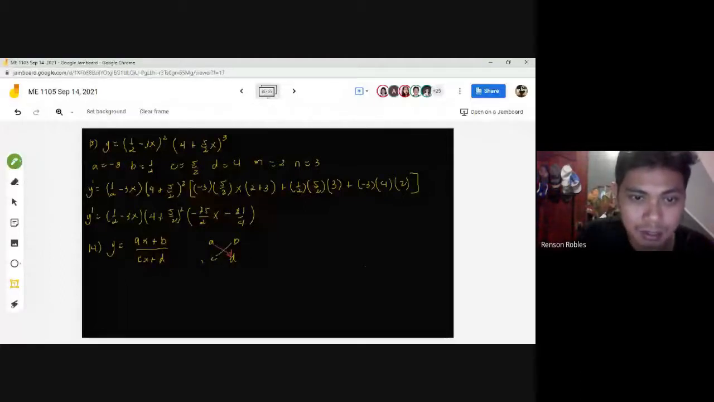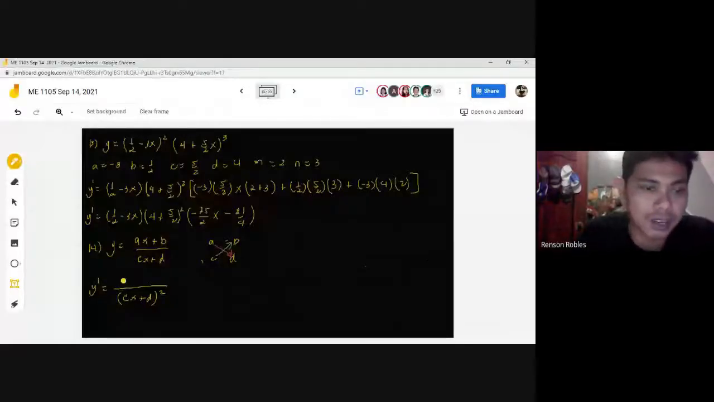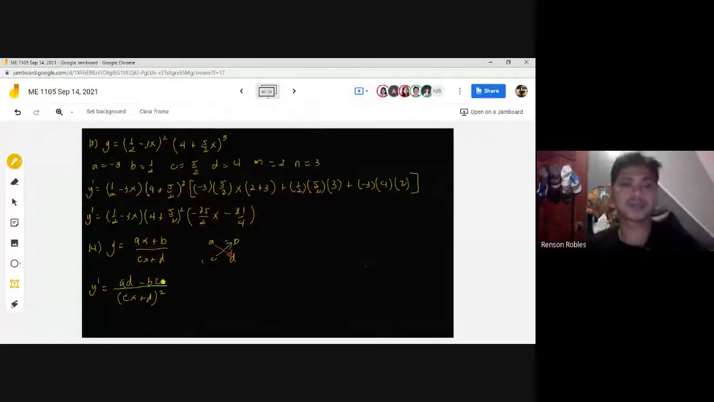So therefore, this can be simplified as y prime equals, over cx plus d. Obviously, the denominator should be the square of the denominator. Cx plus d square. And then on the numerator, that's ad minus bc. Okay? Gawin natin. Long method muna.